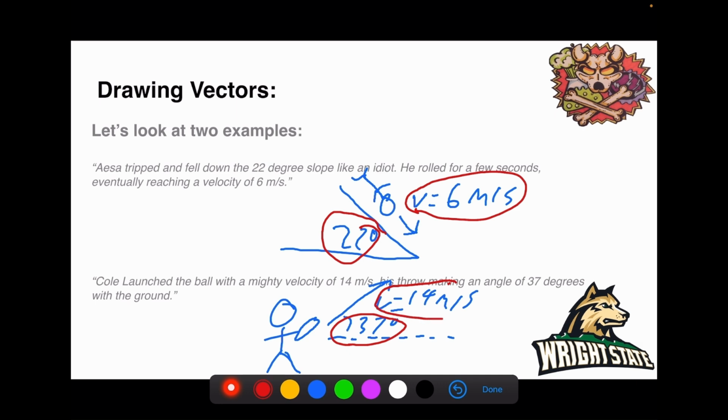So notice also, I drew this second arrow as being longer than this first one. The length of the arrow usually represents the magnitude of your vector. So a long arrow is a high number for your magnitude. A short arrow is a lower number.